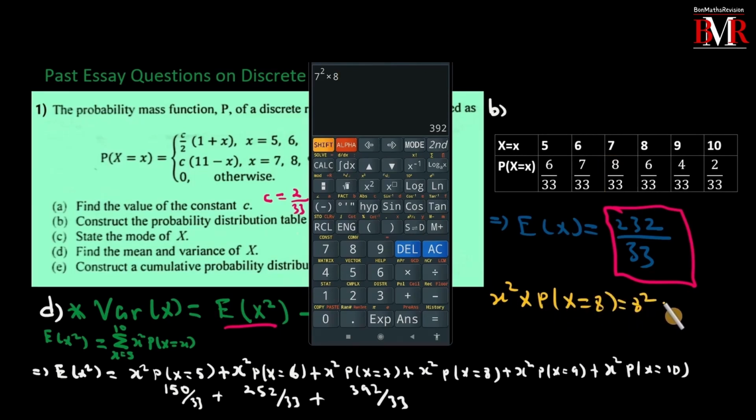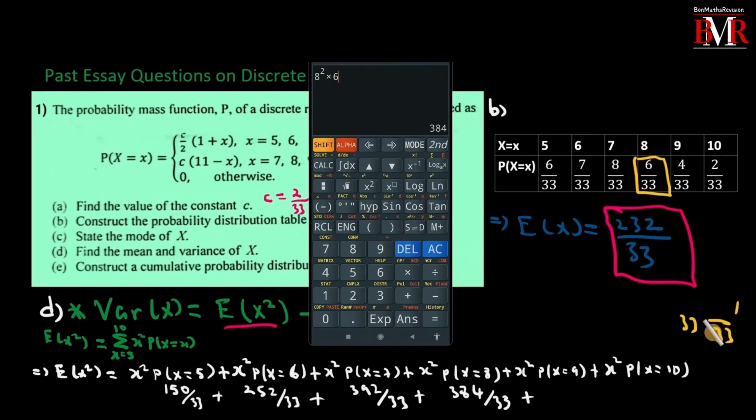which is equal to 8 squared times 6 over 33. That is 6 over 33. 8 squared times 6, that is 384 over 33. That means here will be plus 384 over 33 plus x squared times the probability of x equals 9.